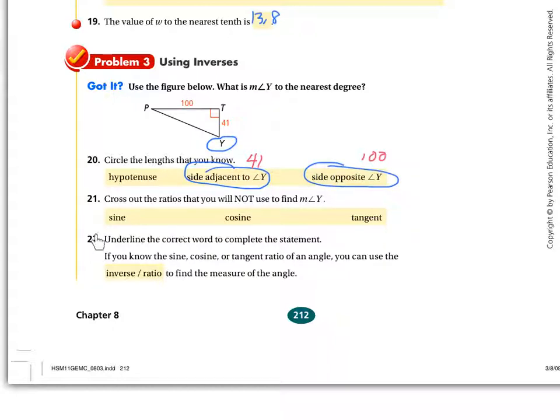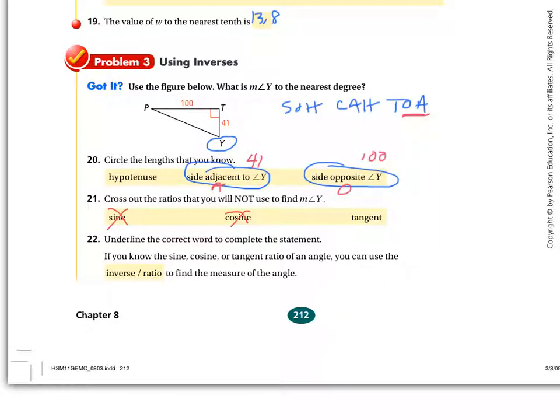So then question 21 says, cross out the ratio that you will not use to find the measure of angle Y. So if you look at SOH-CAH-TOA, some old hippie caught another hippie tripping on acid, and this one happens to be adjacent is A, right, and opposite is O, so which one of these have an O and an A in it? The tangent, right? So there's your O and your A. So we're not going to use sine, and we're not going to use cosine. We'll use tangent.